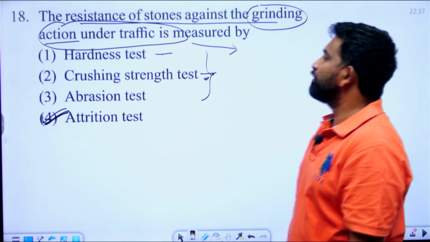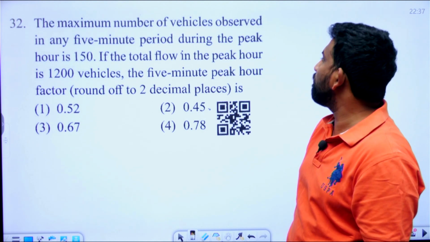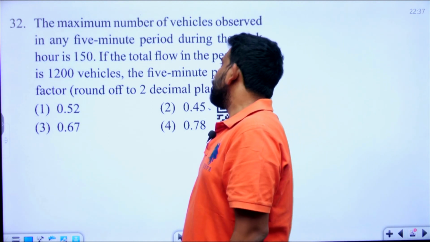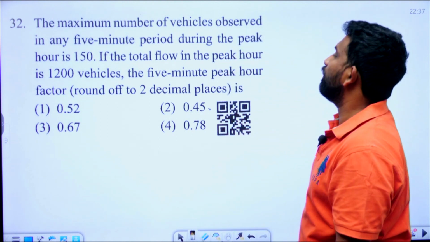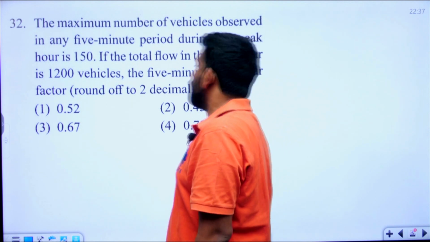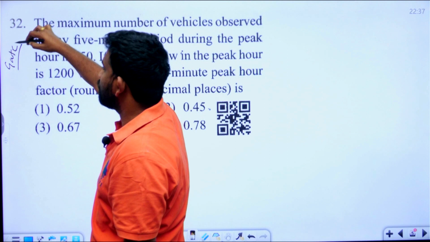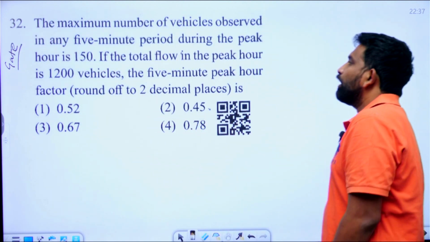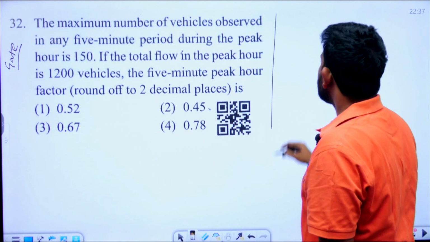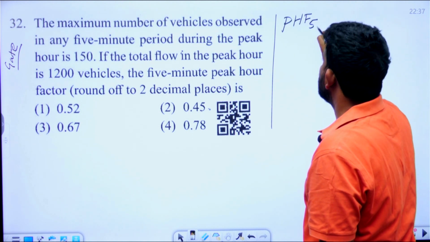Okay, let us see the next question. The maximum number of vehicles observed in a 5-minute period during the peak hour is 150. If the total flow in the peak hour is 1200 vehicles, the 5-minute peak hour factor, rounded off to 2 decimal places, is dash. This is also actually a GATE question. Here we need to find the PHF, that is the peak hour factor, for a 5-minute duration.